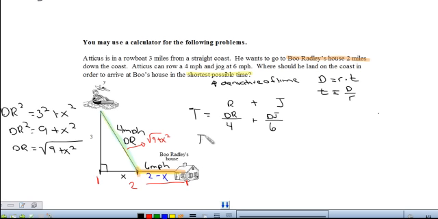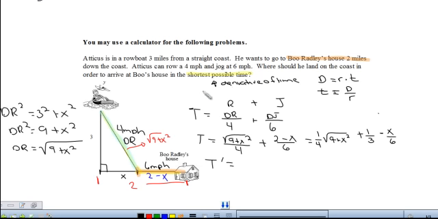So his time equation is going to be the square root of 9 plus x squared over 4, plus 2 minus x over 6. And I'm just going to rewrite this as 1/4 square root of 9 plus x squared plus 1/3 minus x over 6. So what I did here is I just reduced 2/6 to give me 1/3 and then negative x over 6. So if I take the derivative, because I'm trying to find the shortest possible time, so I'm trying to minimize the time.